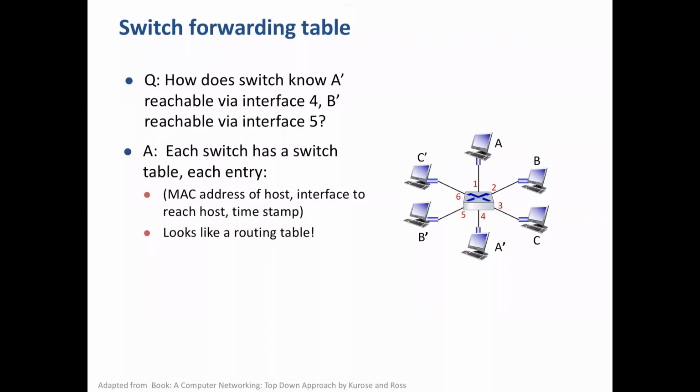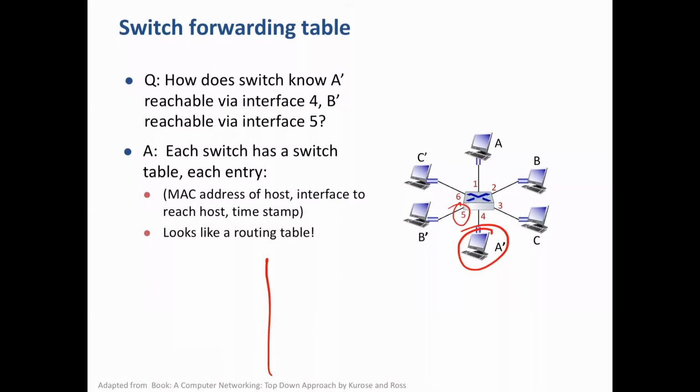So how does the switch come to know A dash is connected to port 4 and B dash is connected to port 5? That's the question: self-learning, right? All right, so now each switch has a switch table.